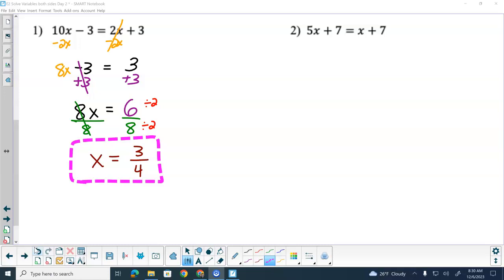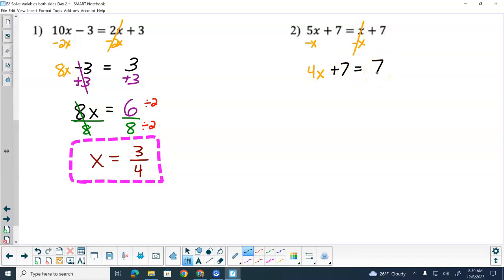Subtract 1x from both sides. Okay. So we're going to subtract 1x from both sides, and then that's going to go away. 5x minus 1x is 4x, yep. So we're at 4x plus 7 equals 7.